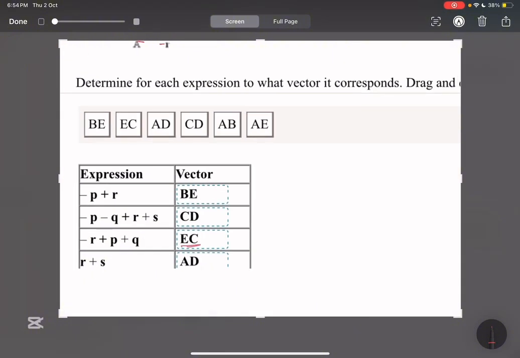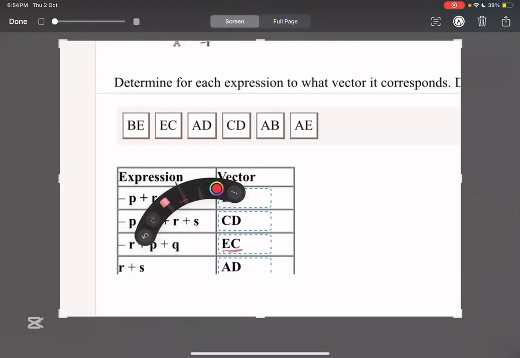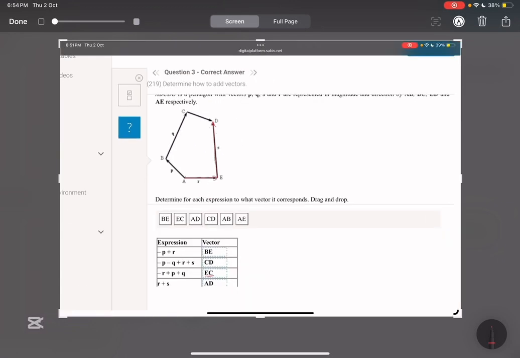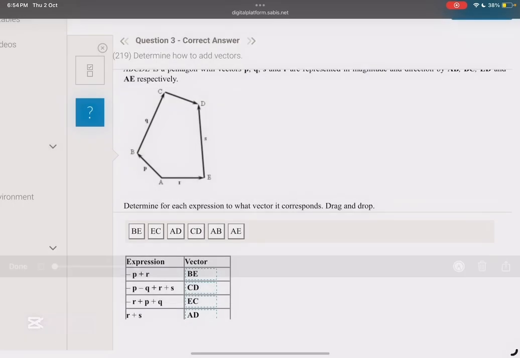Okay, so here we have AE to C, and then the last thing they want is R plus S. Very simple. Normal R, which is in the direction it's going in, plus normal S, positive S, which is in the direction it's going in, and it's going to be AD, which is right here. And that's how you solve the question.